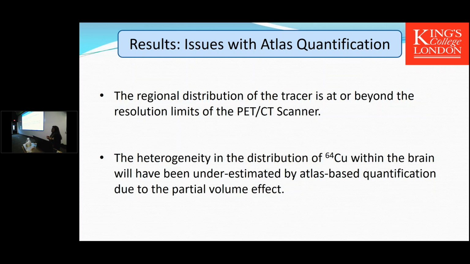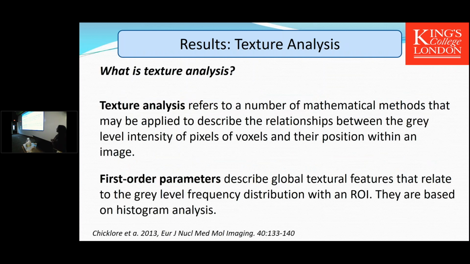So we're talking small structure and also smaller substructures and partial volume effect combined. So we decided to use a different analysis method called texture analysis. And texture analysis, for those of you who don't know, is a mathematical method that is used to describe the relationship between the gray level intensities of the pixels or voxels and their position within an image. So we're now interrogating the voxel intensities within an image.